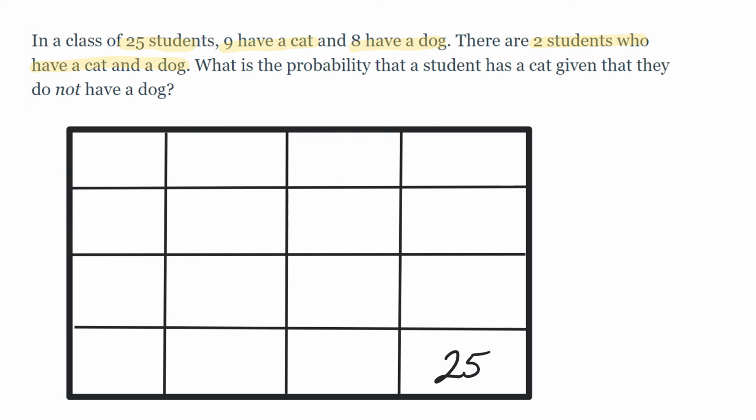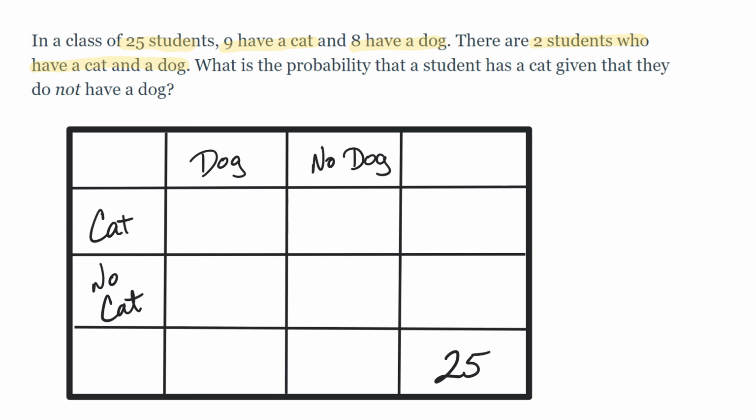Let's go ahead and set up our table right off the bat here. What we obviously have is dogs. And if you don't have a dog, you fall into a no dog situation. Same thing on the other side. We have cats or cat and no cat. So we've got our table set up here.